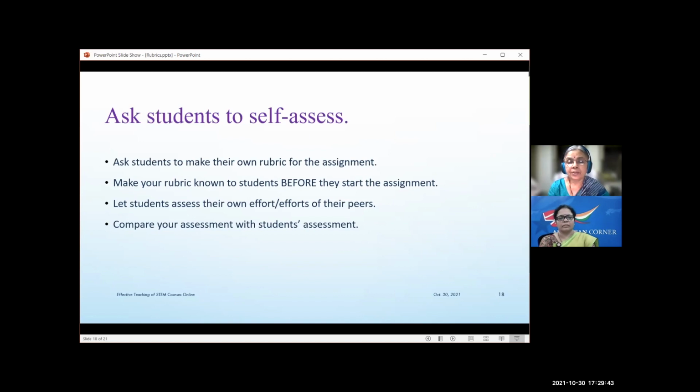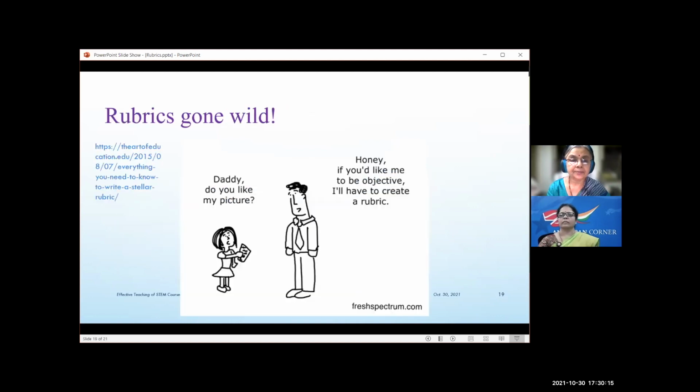So compare your assessment with the students' assessment, right? And again, you can explain to them, be careful, be professional about it. Don't give good marks just because you like this person or stuff like that. So making students think about their own work in terms of specific milestones that they have to meet is also a very good foundation for becoming good researchers, good students, good learners.